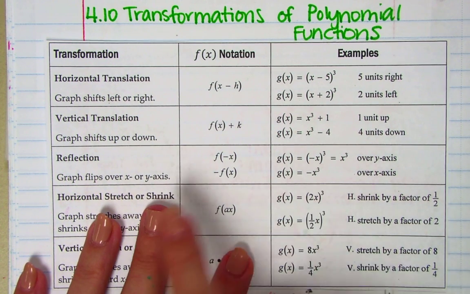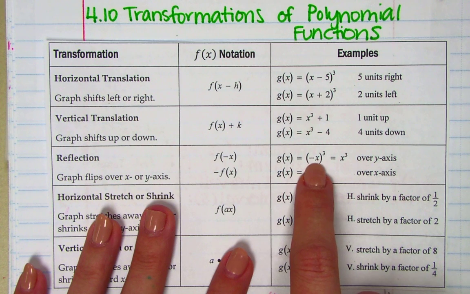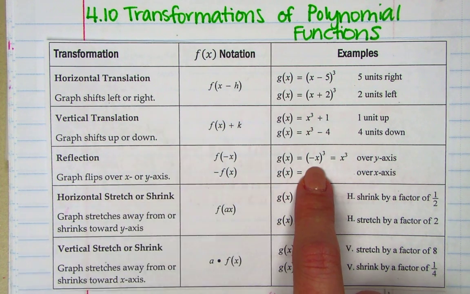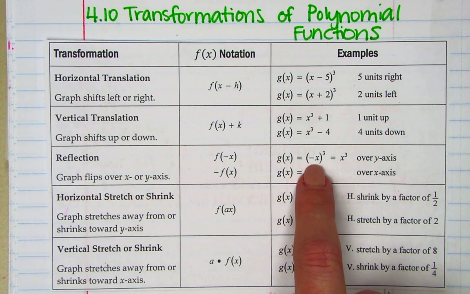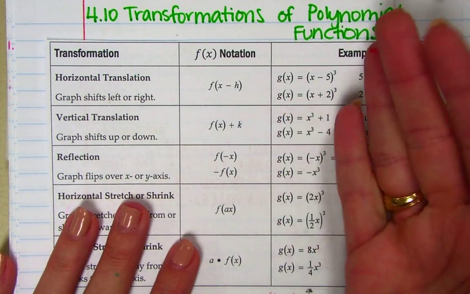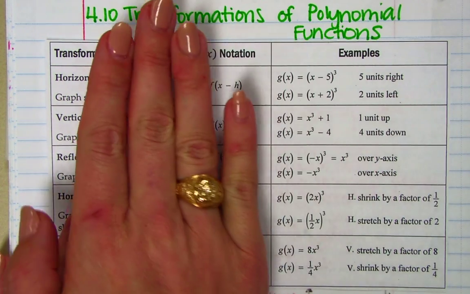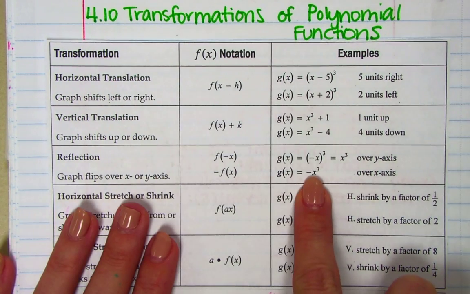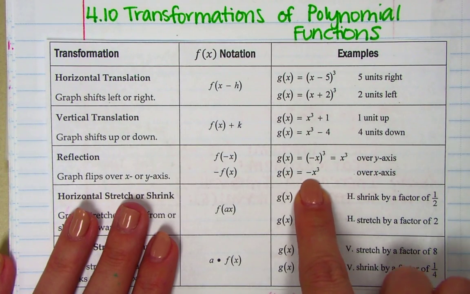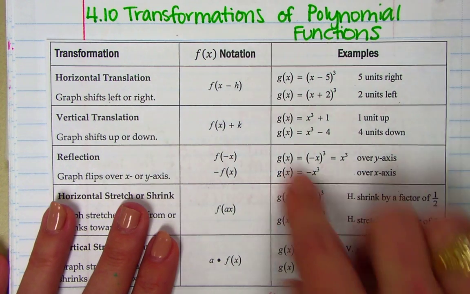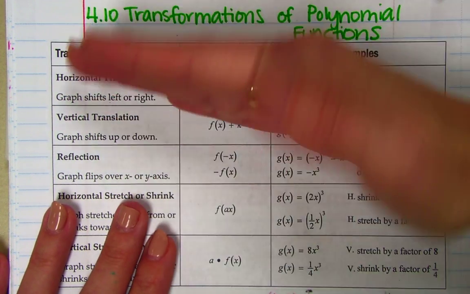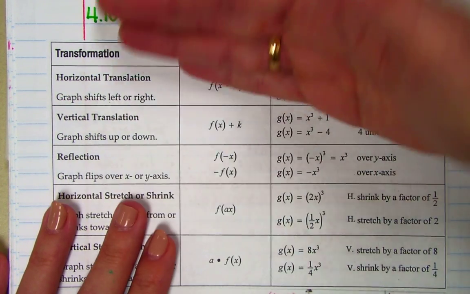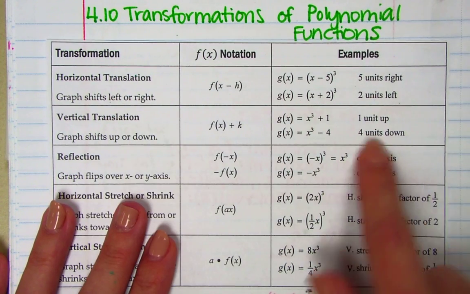Now, reflections are if there's a negative in front of the x. Again, you need to pay attention to parentheses or not. If it's inside the parentheses, that's flipping over the y-axis. What that means is it's going to go from left to right. It's going to flip this way. Whereas if there's just a negative sign with no parentheses, that's going to flip from top to bottom, over the x-axis, because x is across.